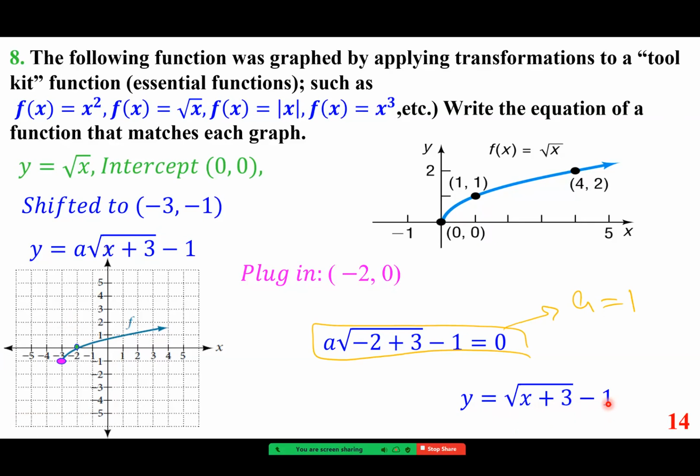And you can pick another easy point. For example, I believe this point has coordinates 1, 1. So if you plug in 1, you get with 3, 4. Square root of 4 is 2. 2 minus 1 is 1. So that works. We are in good shape. So it should work. Okay, class? And you should always look for easy points, something that you can easily read from the graph.